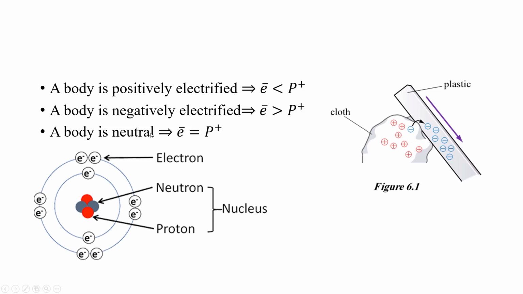Now, how do we say that a body is positively charged or negatively charged? A body is positively charged if the negatively charged electrons are fewer than the positively charged protons. And a body is negatively charged, negatively electrified, if the electrons are greater than the protons. And we can say that a body is neutral, or does not have a charge, if the electrons and protons are in equal amount.